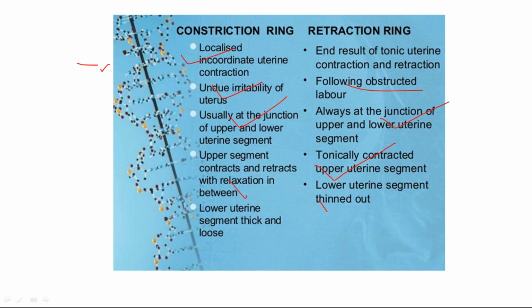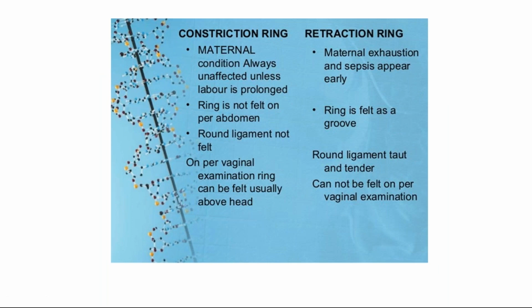Whereas the lower segment is thinned out, here the lower segment is very thick and loose. You will be able to pass your fingers through the lower uterine segment even when the uterus is contracting up. So these are some of the differences between the constriction ring and the pathological retraction ring or the Bandl's ring.